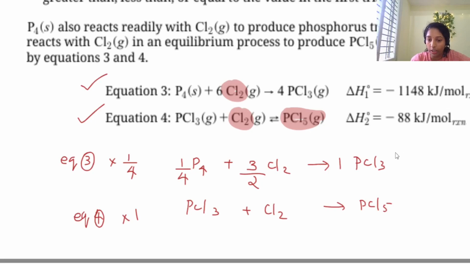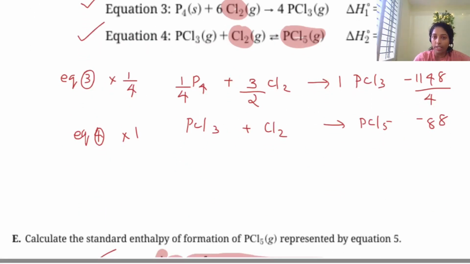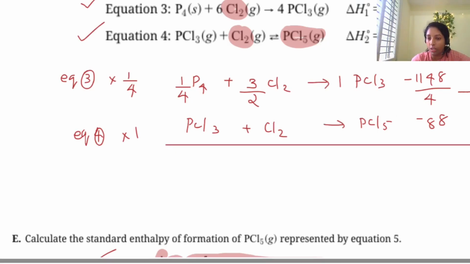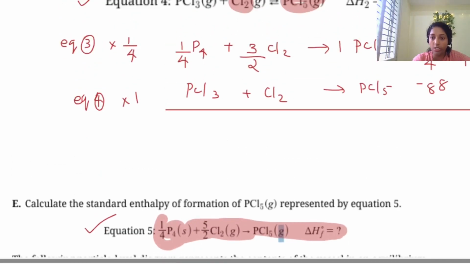Oh, we forgot the delta H value. See, we multiplied equation 3 by 1 over 4. So here also minus 1148 divided by 4. And here we didn't do anything, so minus 88. That is the thing. So for the total reaction, you will get the same equation that we need. The sum of these reactions leads to the required equation. So the sum of these delta H values also gives the resultant delta H.